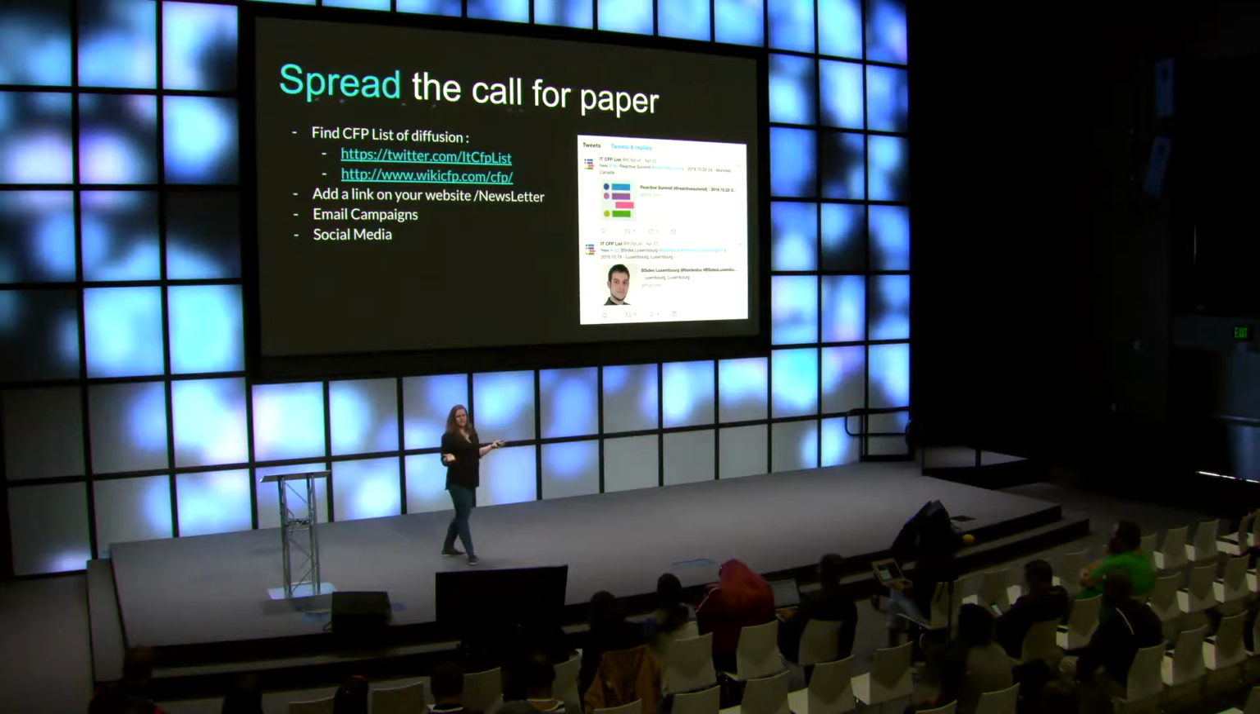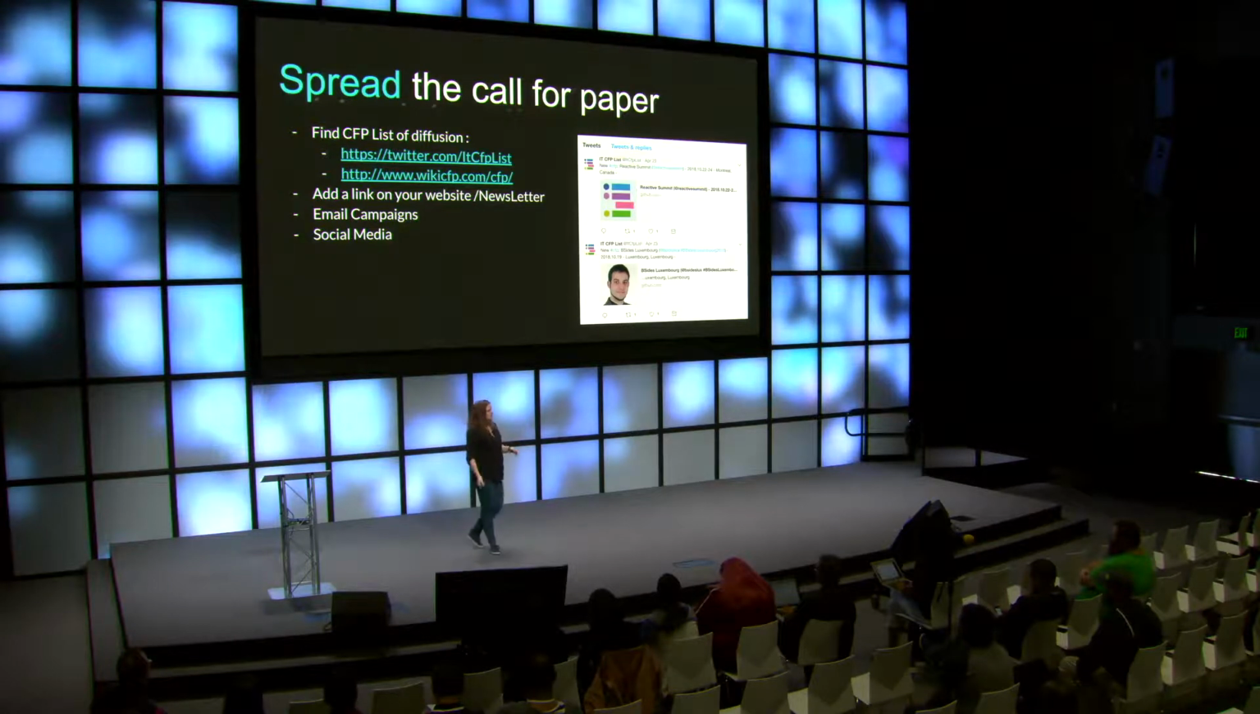There are a lot of CFP lists on the internet, like the Twitter one that's just a GitHub. You push your information about when your event is and the deadline to submit a talk, and it will automatically spread the word to all their lists and speakers all around the world. You can also do email campaigns, social media, and a newspaper section on your website.